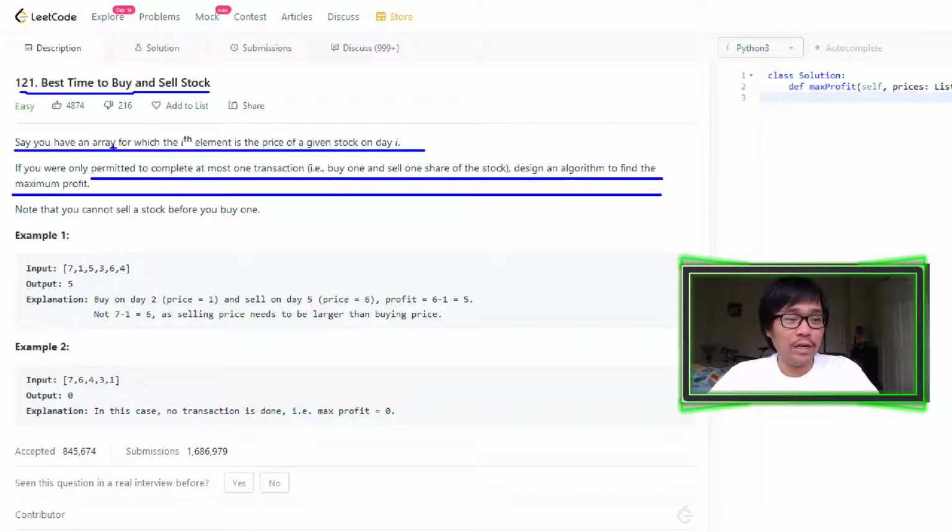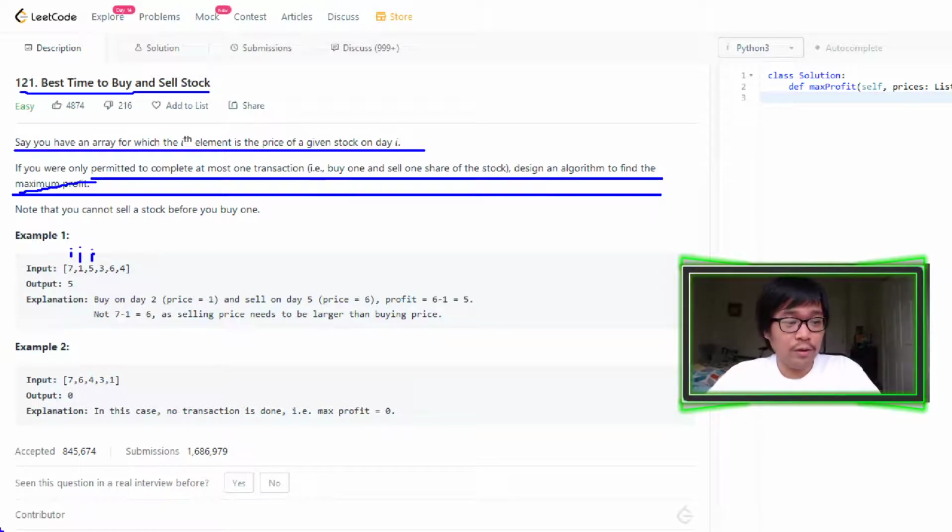Say you have an array for which the ith element is the price of a given stock on day i. So you're given an array, where i is the stock price of the given day, and then that just keeps iterating through. If you were only permitted to complete at most one transaction, i.e. buy one and sell one share of the stock, design an algorithm to find the maximum profit. Note that you cannot sell a stock before you buy one.